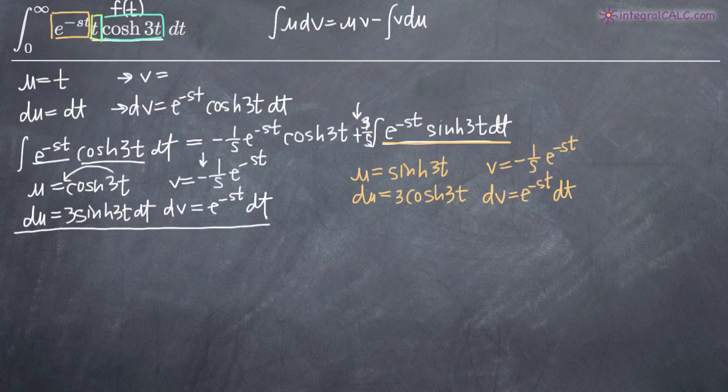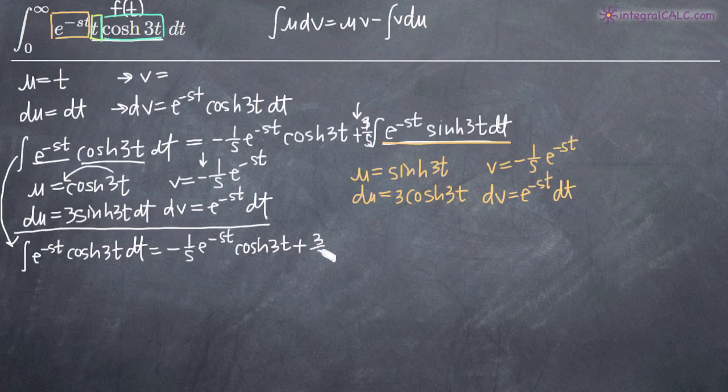Okay, so now that we've got that part, we'll take this whole equation down here, and we'll say that the integral of e to the negative st cosh 3t dt is equal to negative 1 over s e to the negative st cosh of 3t plus 3 over s. And now we're going to take this information here and plug it in for our integral. So I'm going to draw a big bracket, and now we're going to use this right side of our integration by parts formula and plug that in for our integral.